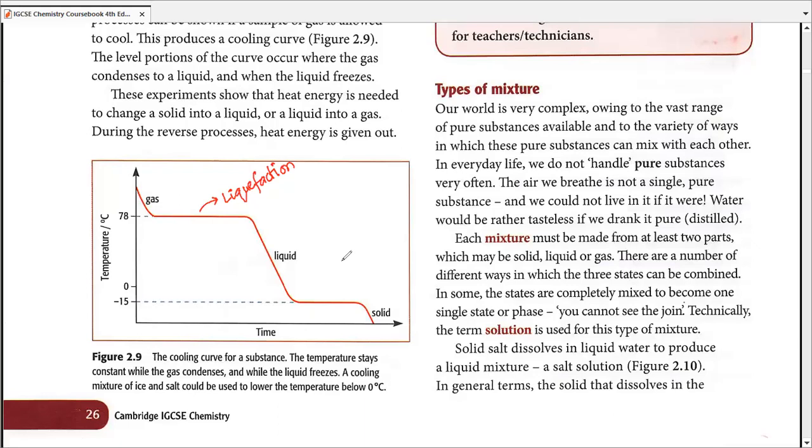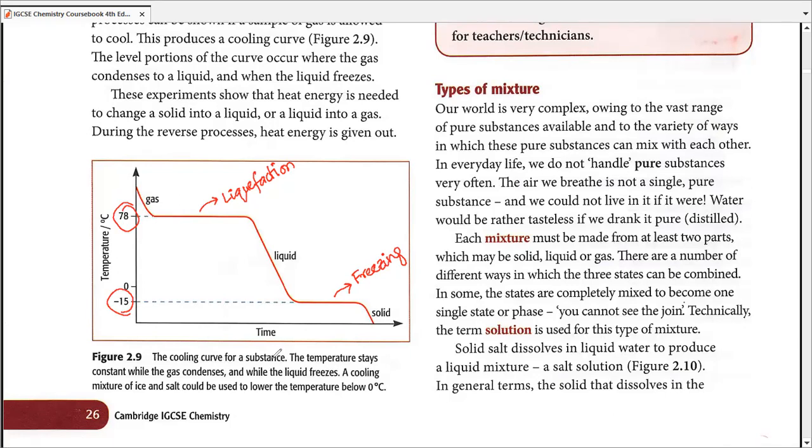Make sense? Okay. Next up, if you keep on cooling it, there comes a point when the liquid is frozen into a solid. This kind of conversion is known as freezing. Freezing occurs at a specific point known as the freezing point, and then the liquid is converted into solid. So now you know the liquefaction point for this specific gas is 78 degrees centigrade, and the freezing point for this specific gas is around minus 15 degrees centigrade.